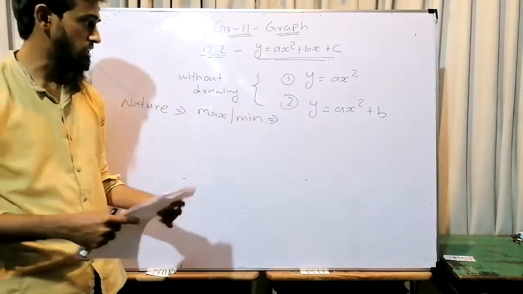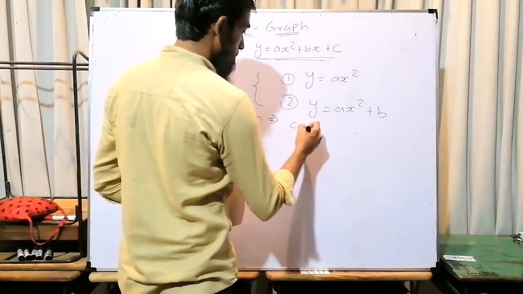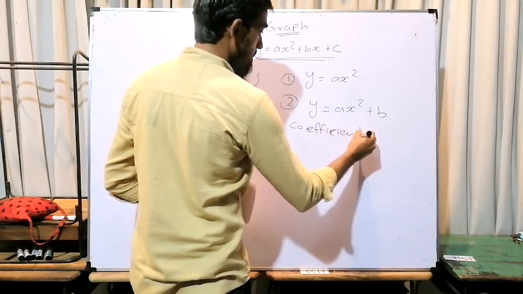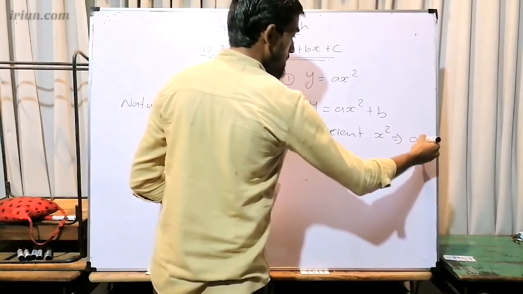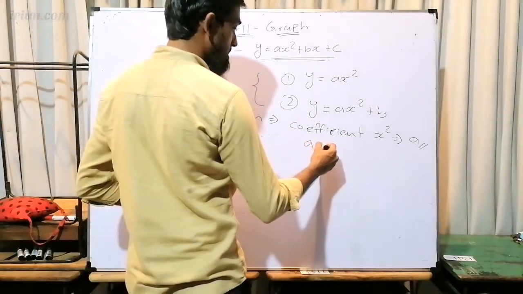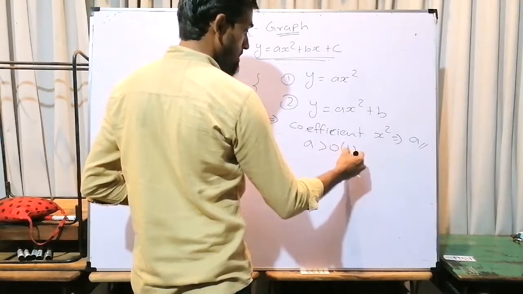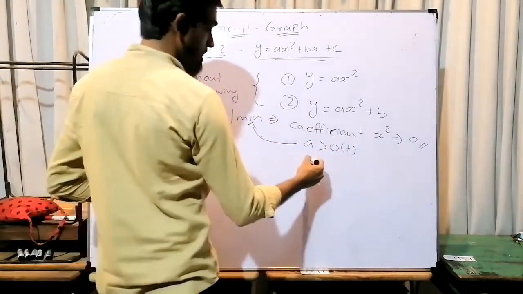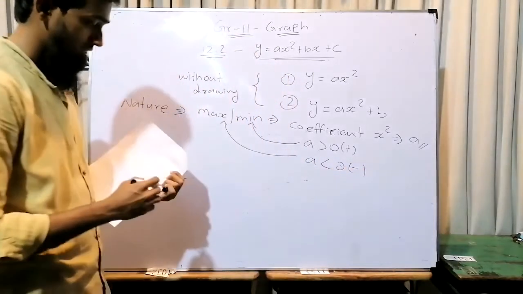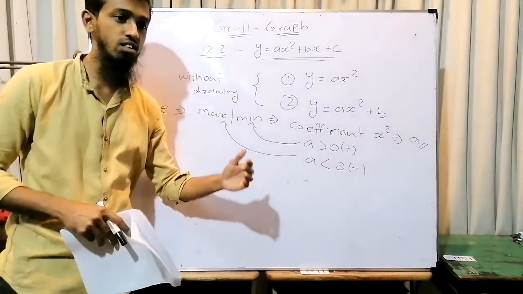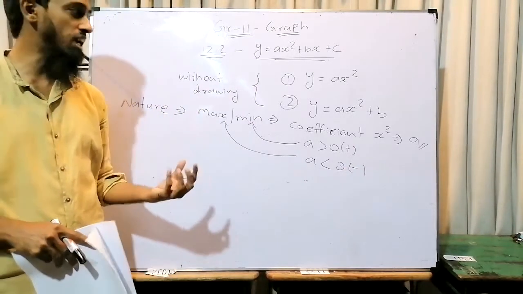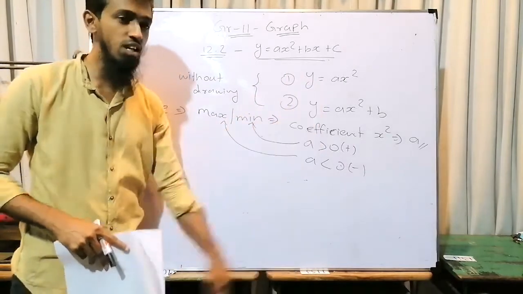What is the element? The element is the coefficient of x squared, which means we are going to look at a. If a is greater than 0, which means positive, it's a minimum graph. If a is less than 0, which means negative, it's a maximum graph. Then the symmetry axis and the turning point. Those are the main three portions. Basically we have to know these using this equation form.